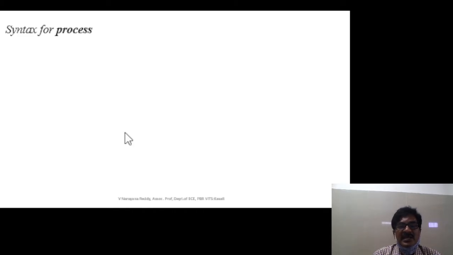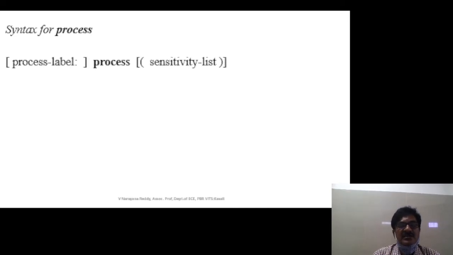Now coming to the syntax of process, its syntax is similar to the syntax of architecture. That means it also has two parts. One is the declarative part and another one is the statement part. Of course, here also these two parts are separated by the word begin. Okay, so let us see from the beginning.